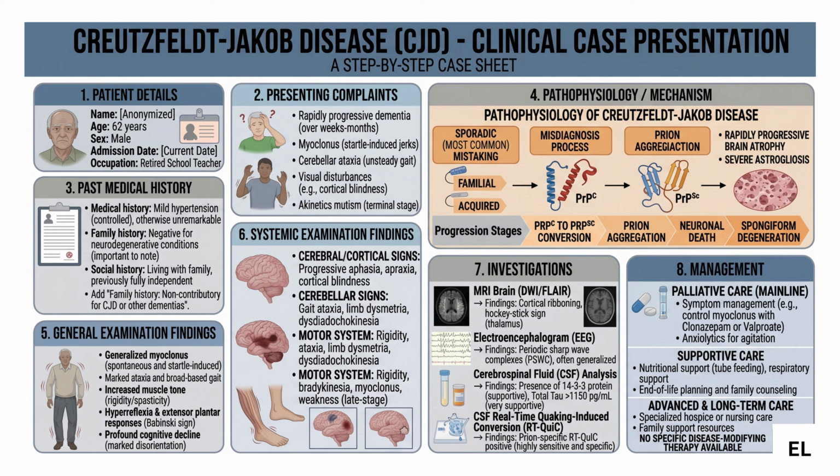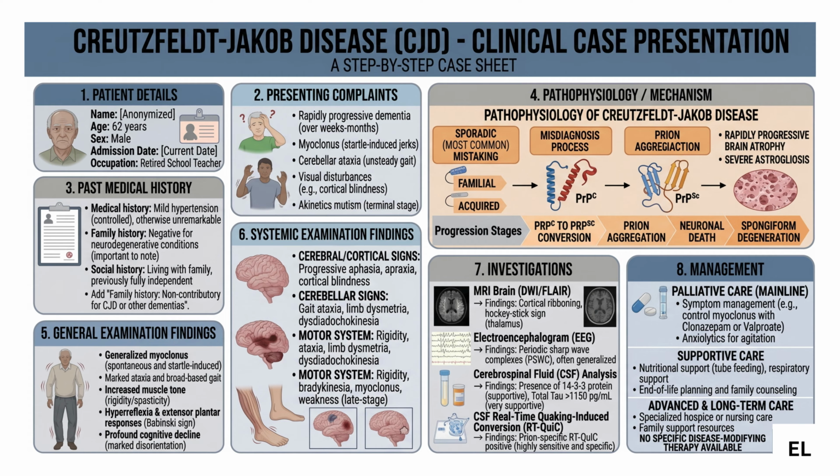One characteristic pathological feature of CJD is spongiform degeneration, in which brain tissue develops numerous microscopic holes. These holes give the brain a sponge-like appearance under the microscope. The disease also causes rapid brain atrophy, meaning shrinkage of brain tissue. In addition, there is significant astrocytosis, which refers to proliferation of supportive glial cells in response to neuronal injury.